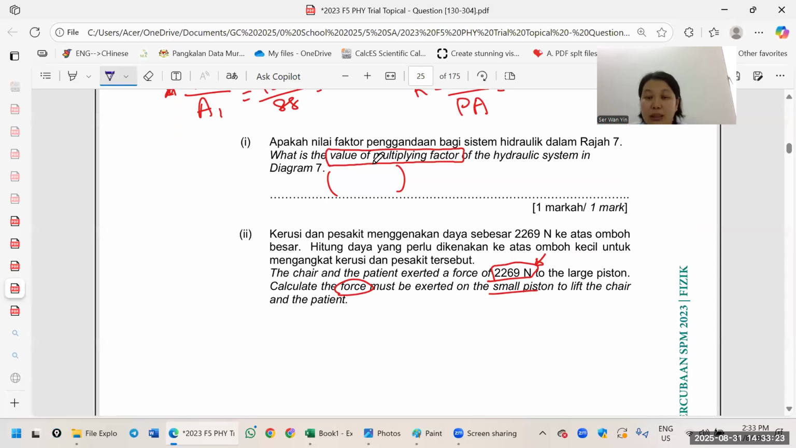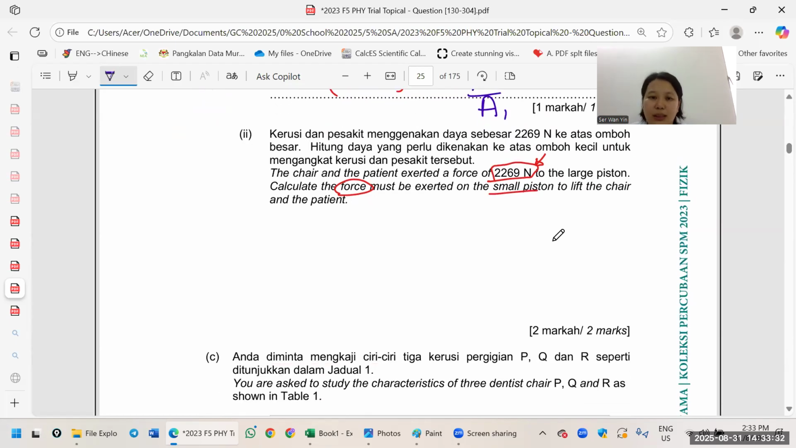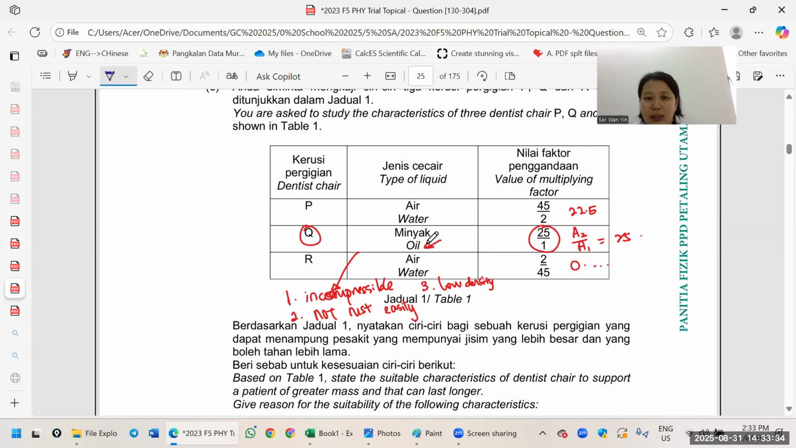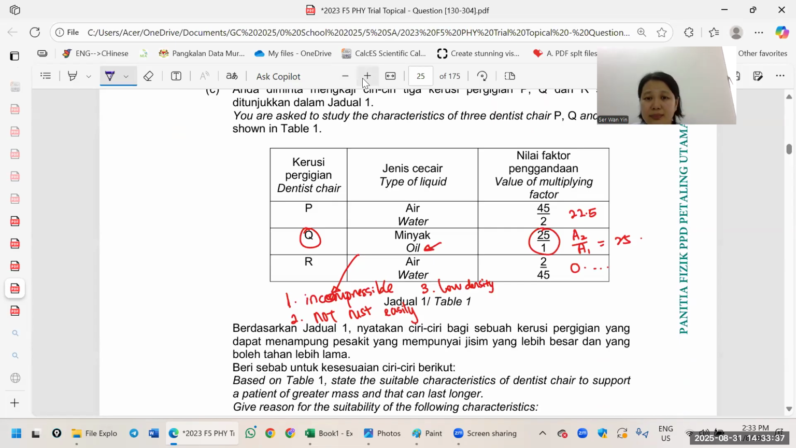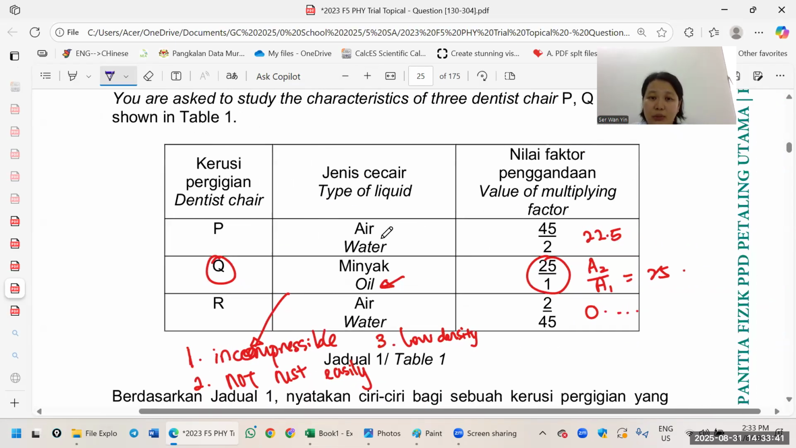So it's the multiplying factor, A2 divided by A1. This one is easy. Now this one: what is the type of fluid we use? We normally use oil. Number one, oil is incompressible. You don't need to compress it.